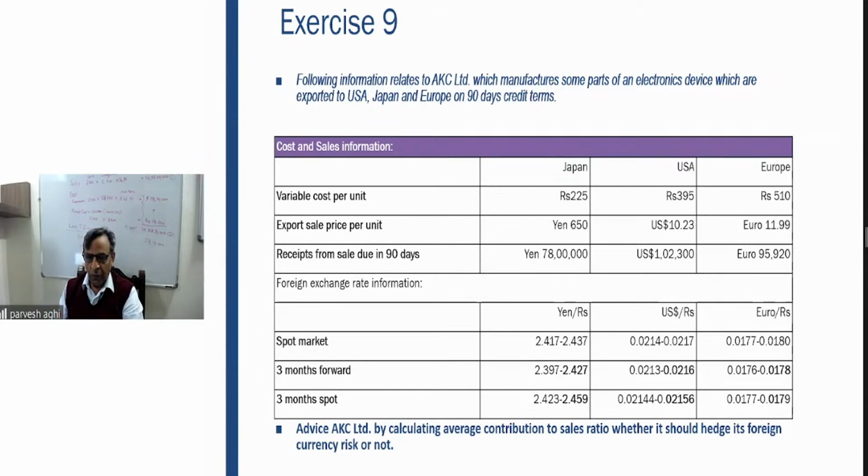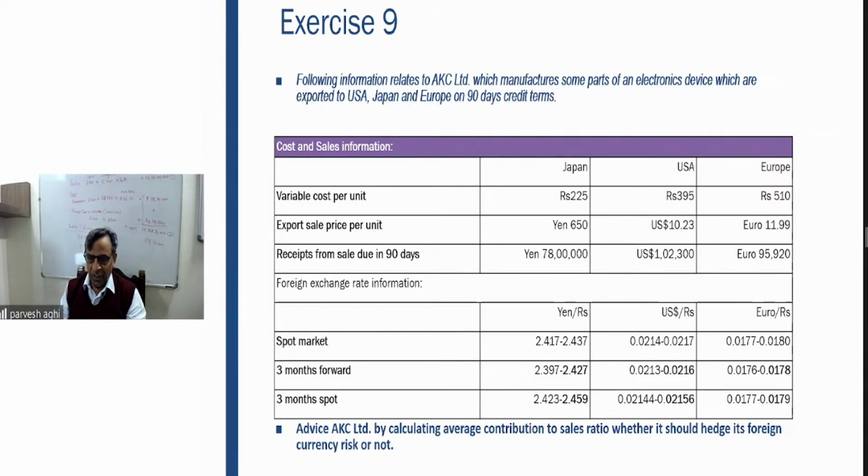Now, receipts from sale are due in 90 days. So this is his sale in terms of foreign currency. He's selling altogether 78 lakhs yen of goods to Japan, and to the US he's selling $1,02,300 in terms of dollars. And in euros, he's selling 95,920 euros.